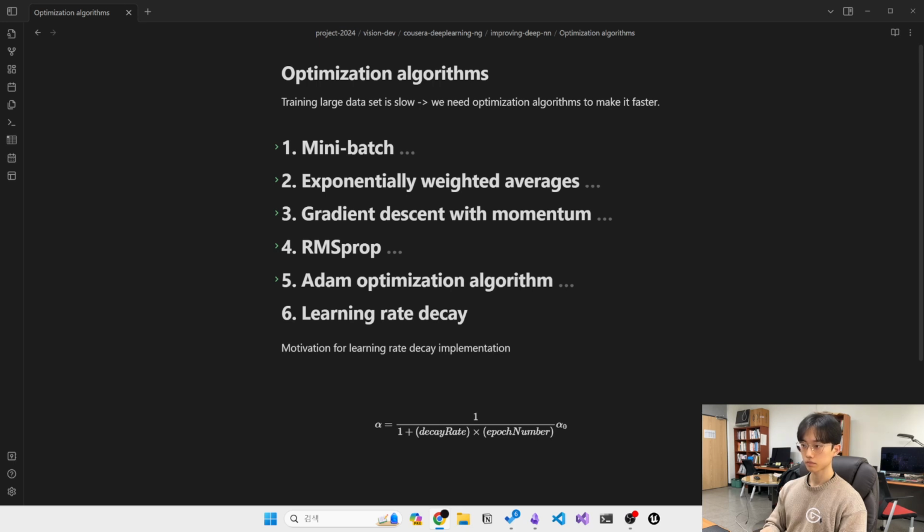Slowly reducing your learning rate over time, we call this learning rate decay. Otherwise you'd end up wandering around and never really converge, because you're using some fixed value for alpha.